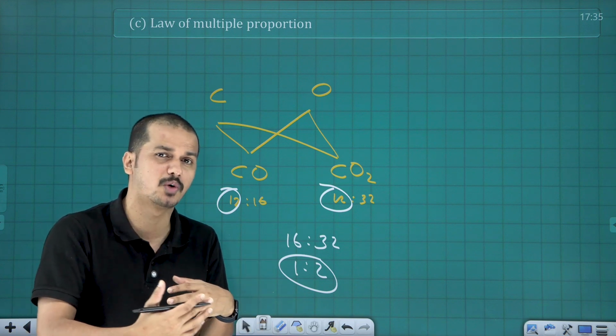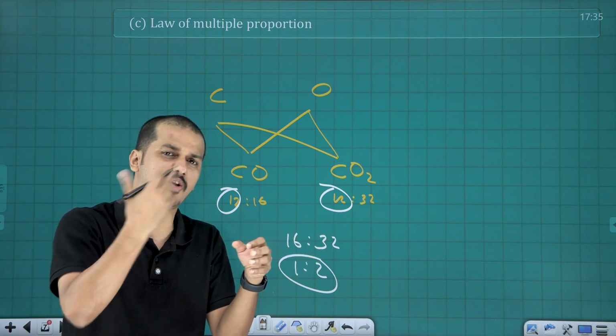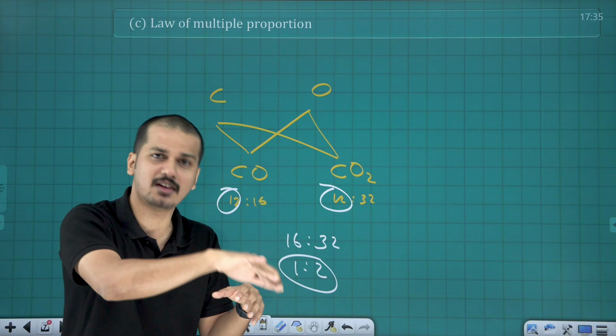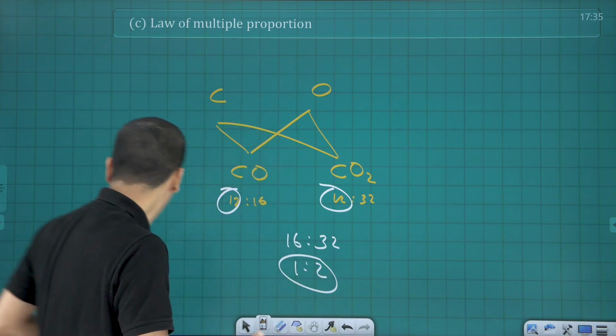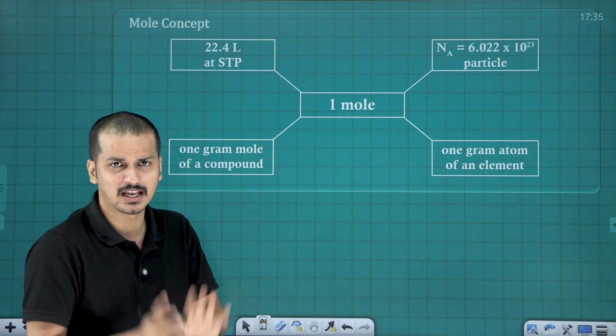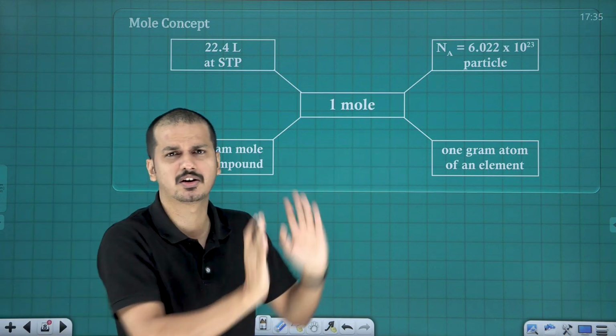So if they are talking about 2 elements combining to form more than one compound, that means multiple proportion. Those basic ideas you know. Anyhow, I am simply revising it. Next, you have to go through the remaining laws and all.